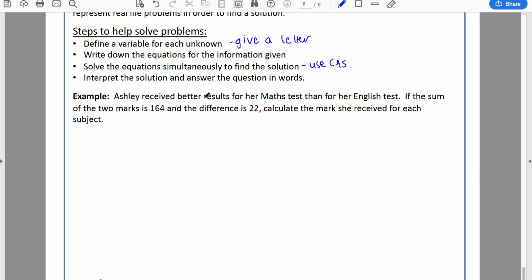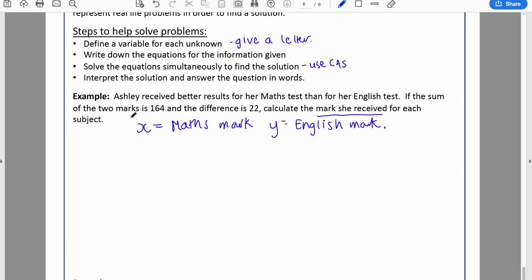So we've got: Ashley received better results for her maths test than her English test. If the sum of the 2 marks is 164, difference is 22, calculate the marks she received for each. So the marks she received for each subject, that's what we're trying to find. So I might just use X for maths mark, and Y is going to be the English mark. So that's what we call defining the variables, giving them a letter, stating what each letter means.